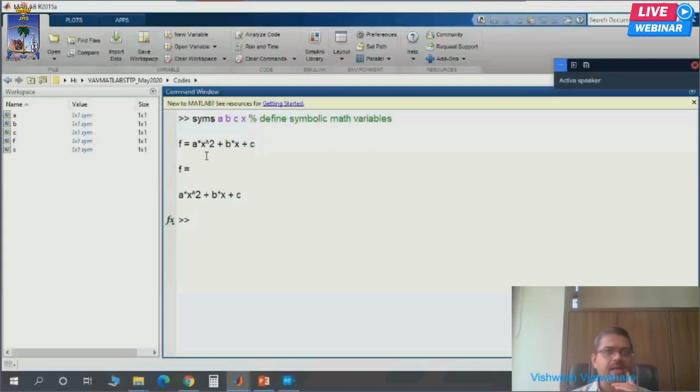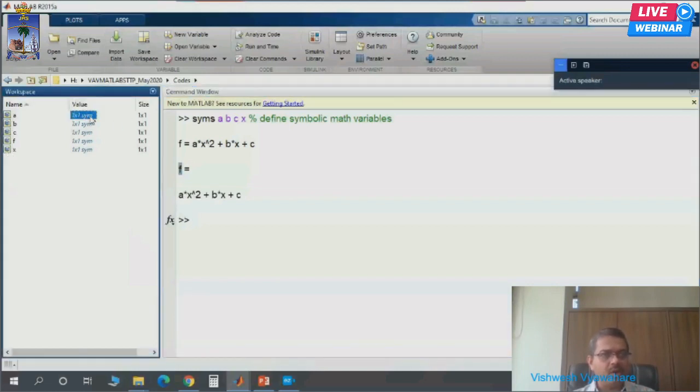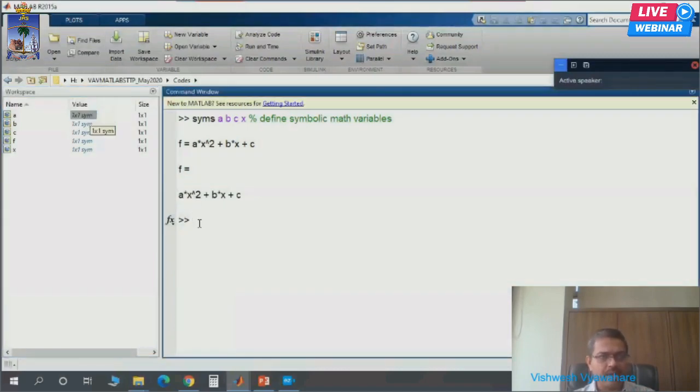Yes. Now you see what has happened. F is equal to ax square plus bx plus c. So we have got here a symbolic expression created. F is also a symbolic variable. If you look into the workspace here, you will find that this a, b, c, f, and x all now have a special attribute called sym. So they are defined as symbolic variables.